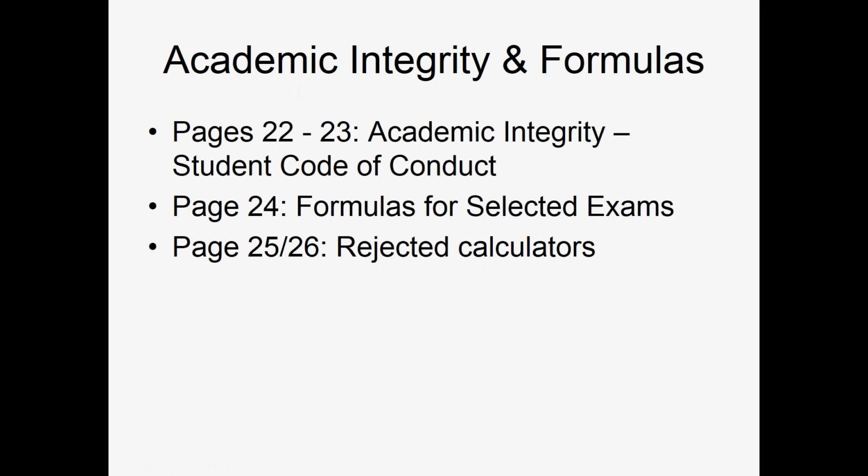The last few pages would deal with the academic integrity policy, and then also some formulas that we've given for you for certain exams. So pages 22 to 23 is academic integrity, student code of conduct, how you will perform and conduct yourself in this course. And so that's expected of all students. Page 24, formulas for selected exams. That page can be printed out and you can use that for your test.